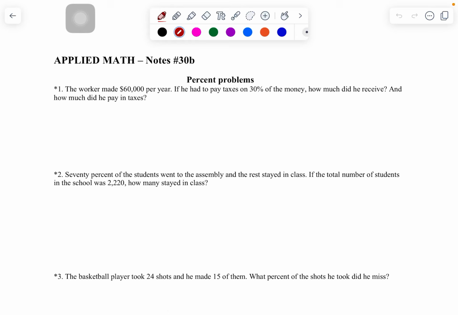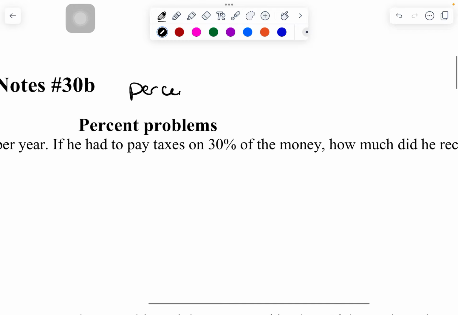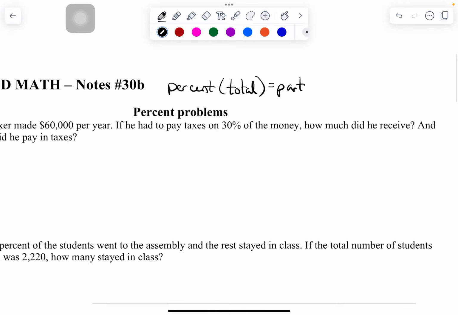All right, this is going to be the first video for Notes 30B. And the first part, we're going to do some percent problems. We talked about this in the last video, but the basic idea with percent problems is we want to take our percent times total equals the part. Okay, percent times total equals part. That is going to help us figure out all of these questions.